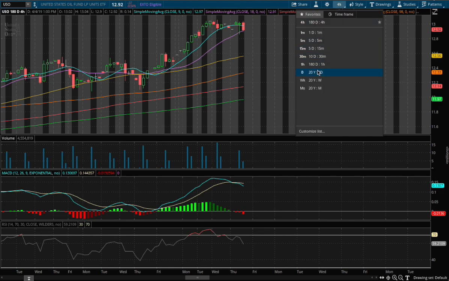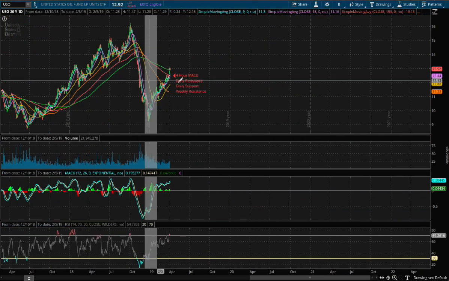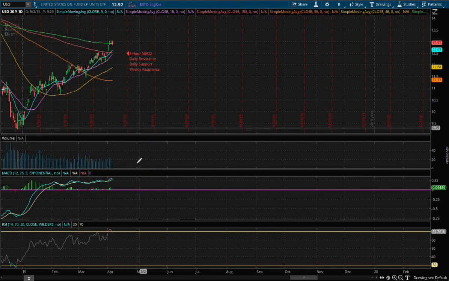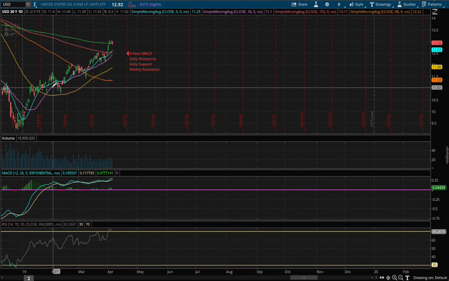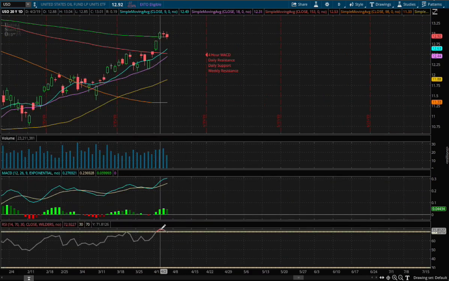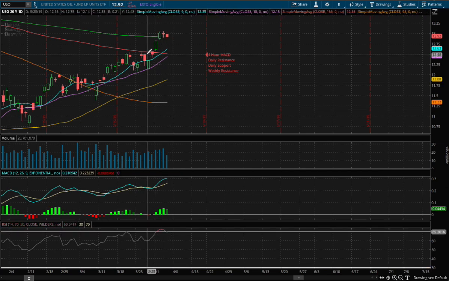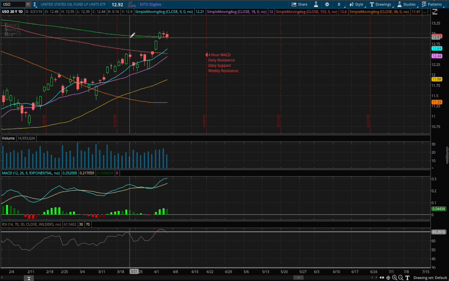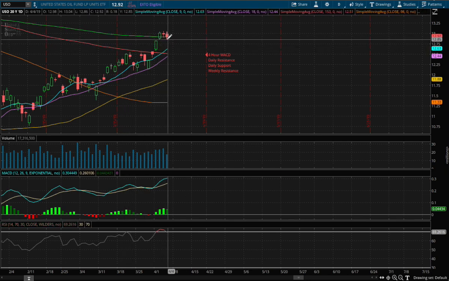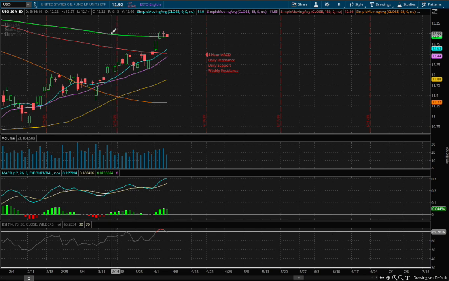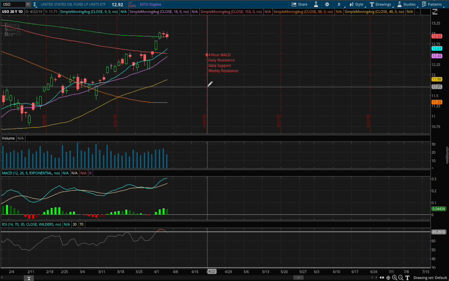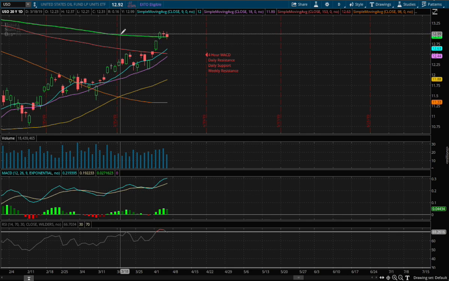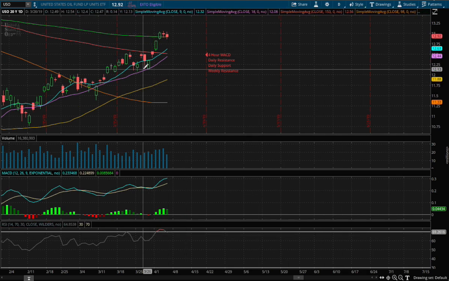But I do believe overall we are still overbought. As you can see on the RSI, it was above 70 yesterday, and I do believe it's still overbought. But the argument for the bulls is we close right above the 200-day moving average. So the next support, other than the 200-day moving average, will be the 9-day moving average.